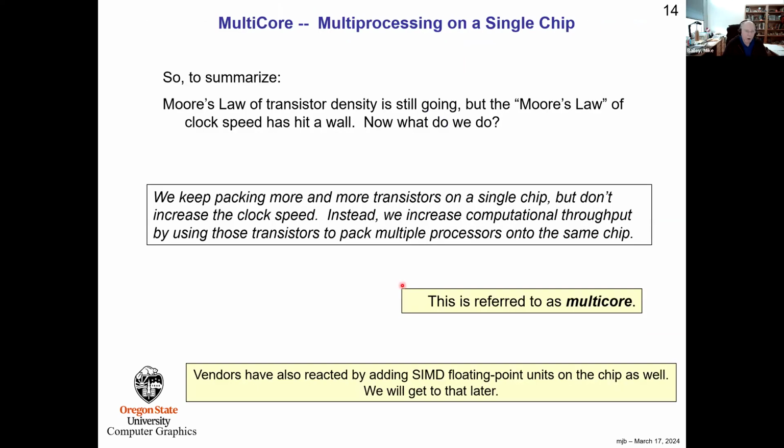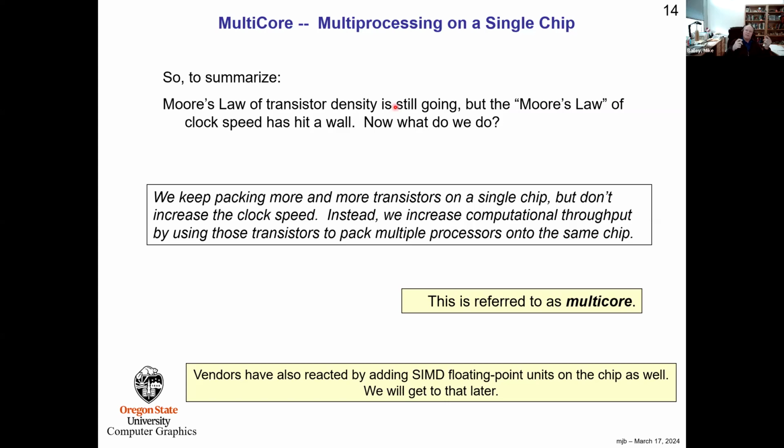Okay, multicore. Moore's law of transistor density is still going on, which means we can pile more and more and more transistors on a chip. But we can't increase the clock speed. So how are we going to get more performance every year? We're going to take advantage of that extra transistor capacity and turn those into auxiliary CPUs.